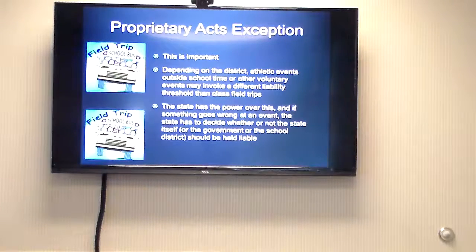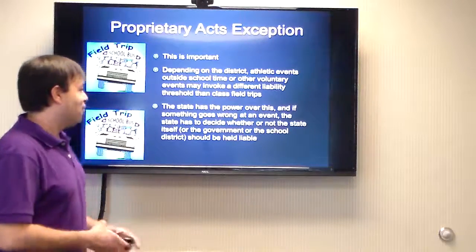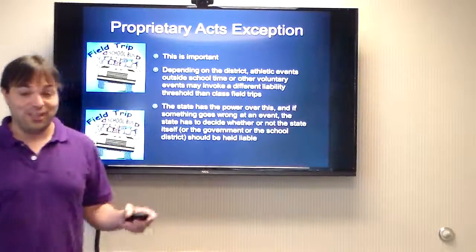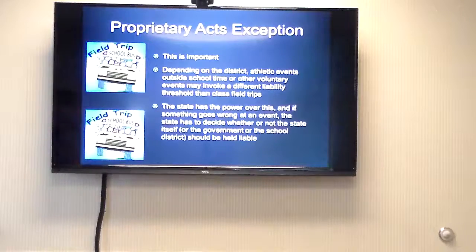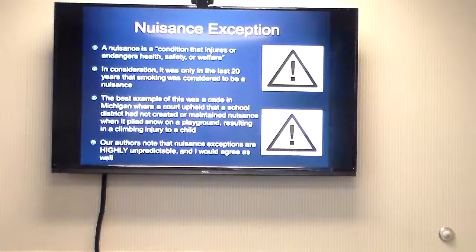So, different athletic events have different liability thresholds than class field trips. Another big idea here. There's different liability thresholds. There's different sort of ways that these are classified. If something goes wrong in an event, the state has to decide whether or not the state or the government should be held liable for it. Big, big, big idea here. That's important.